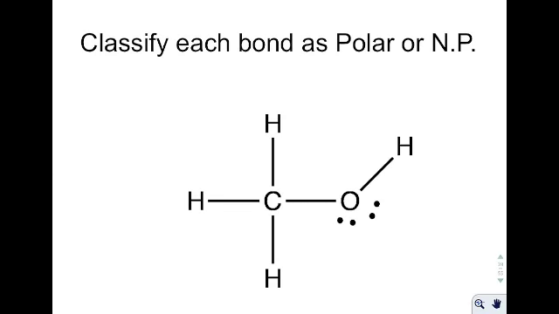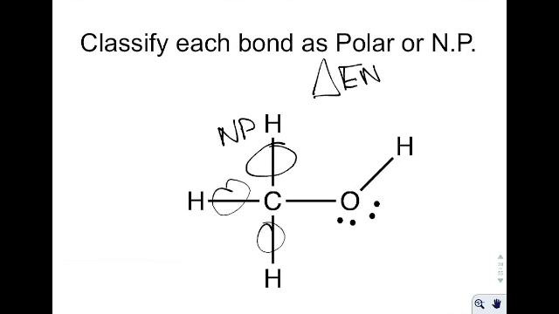Now, if you want to classify each bond as polar or nonpolar, in order to do this, you would look at the change in electronegativity. Okay, so the bond right here between these two tends to be classified as nonpolar. So that means this is nonpolar and this is nonpolar.